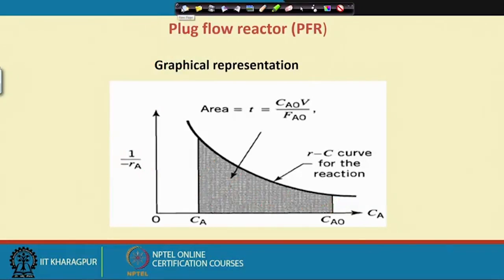Now, I have one observation here that I want to share with you. What is this situation? Try to think it over. As the substrate concentration decreases, 1 by R A increases. 1 by R A increases means that R A decreases.